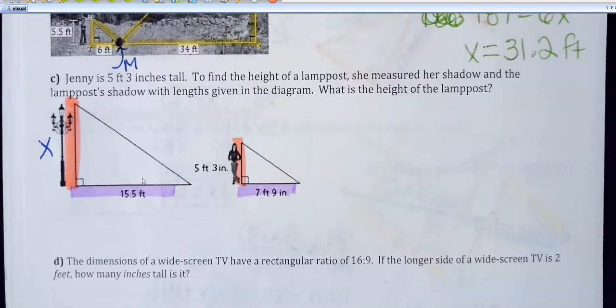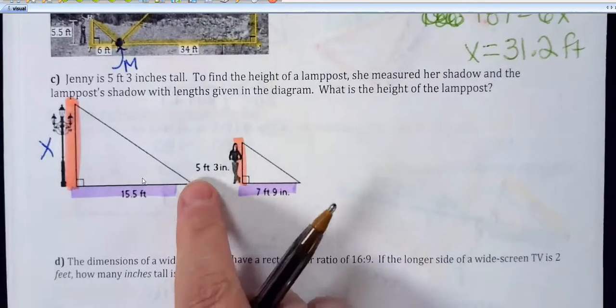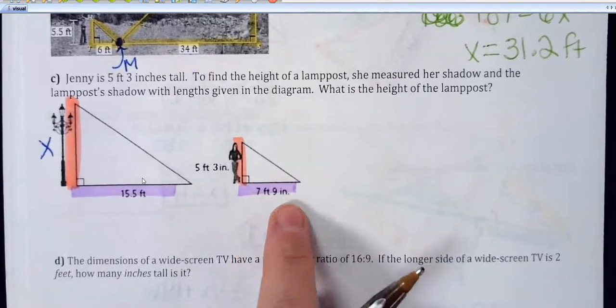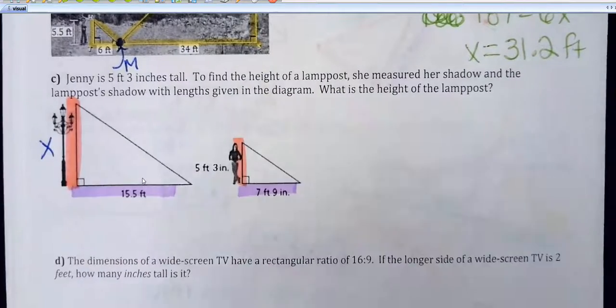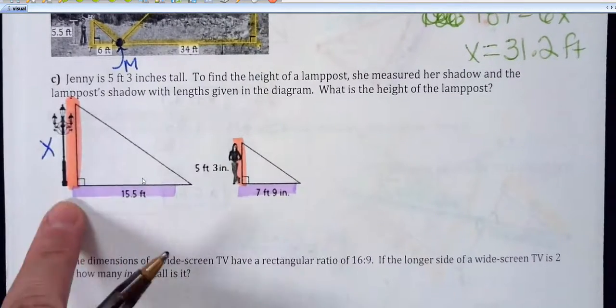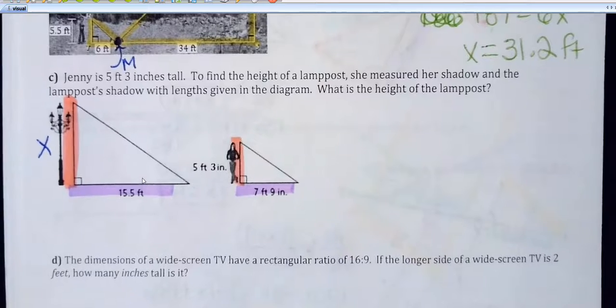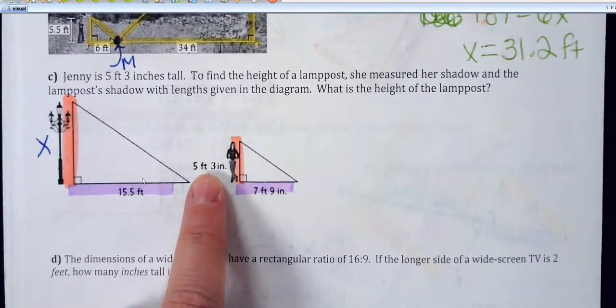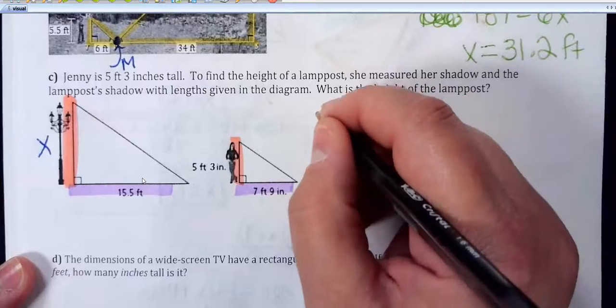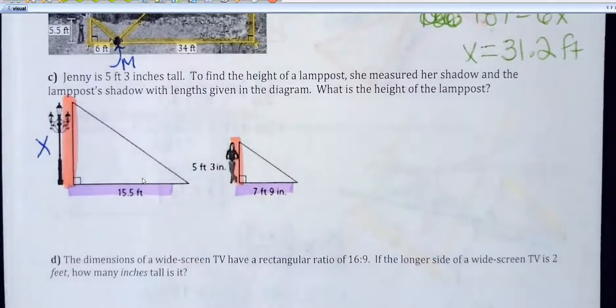All right, now, pretty straightforward to set this up. It's just that her height and her shadow are kind of tricky to set up, I think. So if she is 5 feet 3 inches, her shadow is 7 feet 9 inches. The lamppost, I just put a variable with that. We don't know that, so I called that x. The lamppost shadow is 5.5 feet. I want to convert her height and her shadow just into feet. All right? So she's 5 feet, right? How would you write 3 inches in feet?